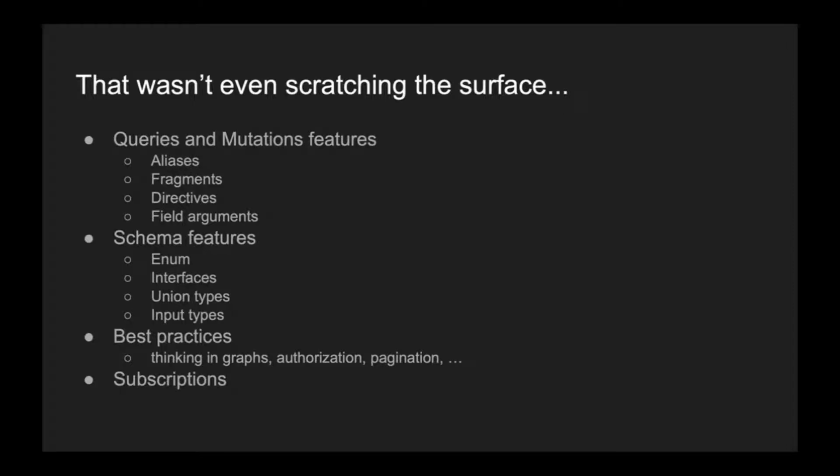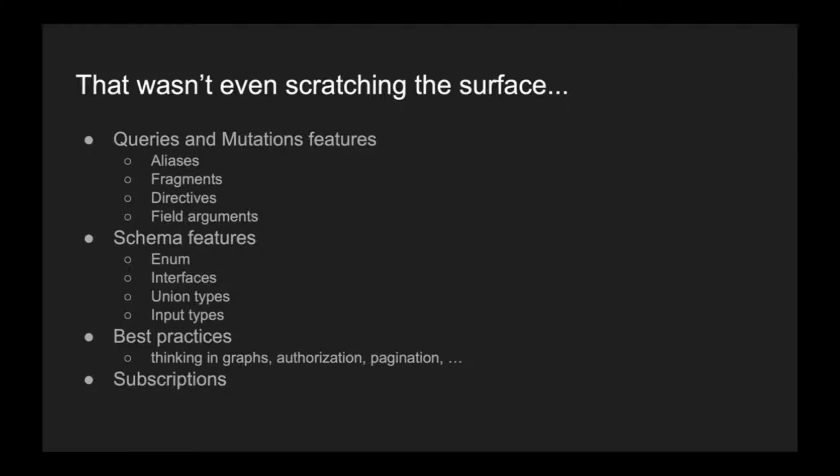And so that's a crash course on GraphQL, and well, probably not even. There are a lot more features to GraphQL, but we won't be using all those features for this workshop. Some other features for queries and mutations are aliases, fragments, directives, and field arguments. Field arguments I touched on a little bit, but not really.